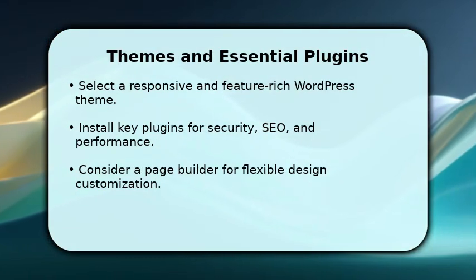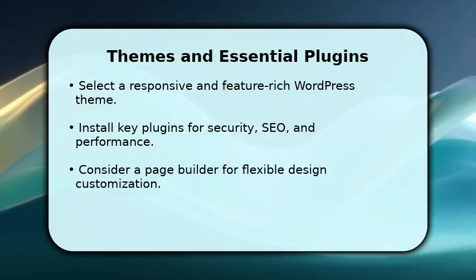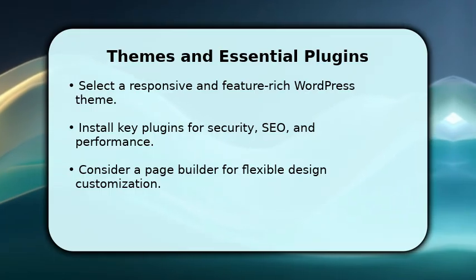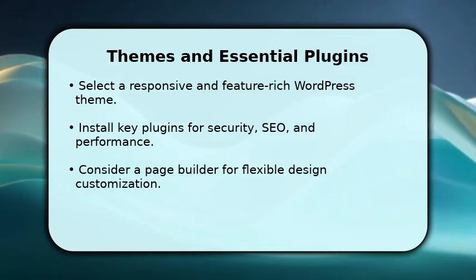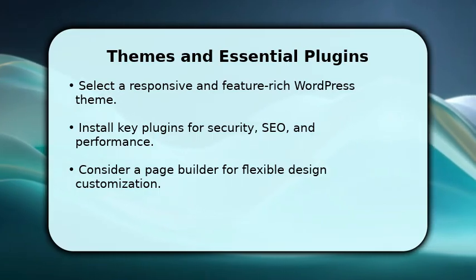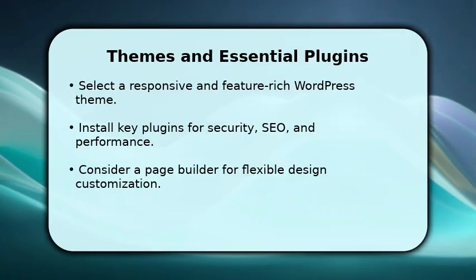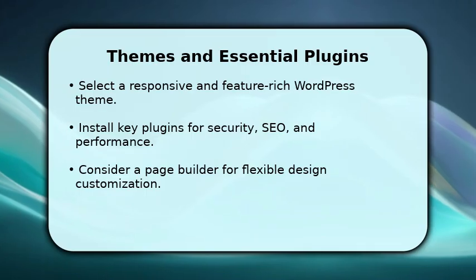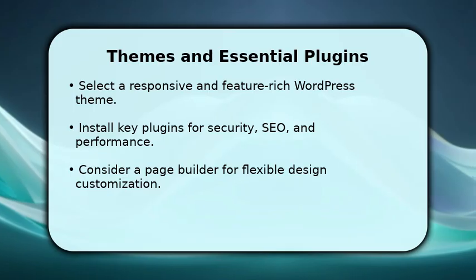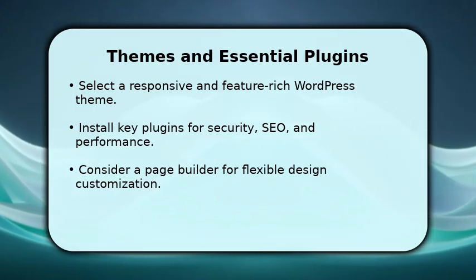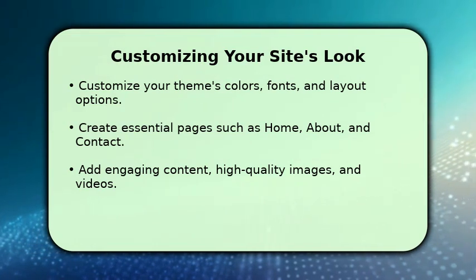Next, choose a theme that aligns with your brand and offers a responsive design, ensuring it looks great on all devices. WordPress boasts thousands of free and premium themes. Then, install essential plugins. These are small software additions that extend your site's functionality, covering areas like security, search engine optimization, and overall performance. A powerful page builder plugin can also provide drag-and-drop design capabilities, giving you immense creative control over your layout.